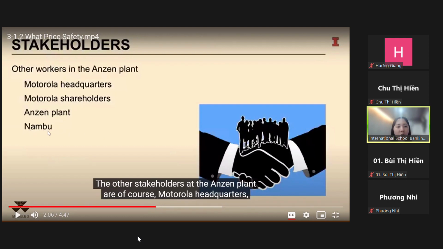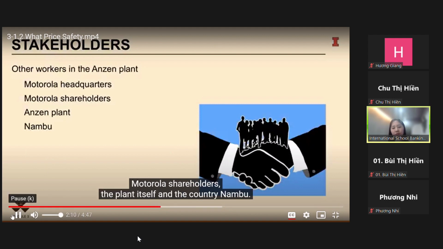Nambu is a country. Countries can also be a stakeholder. And then plant, location, branch: a branch can also be a stakeholder. And of course, some other organizations can also be stakeholders. The Anzen plant's stakeholders are Motorola headquarters, Motorola shareholders, the plant itself, and the country, Nambu.